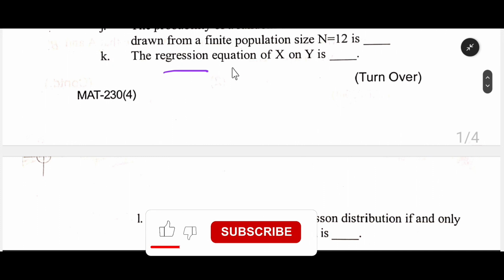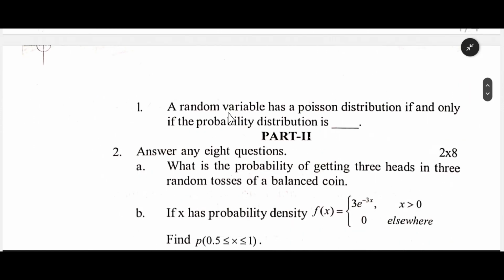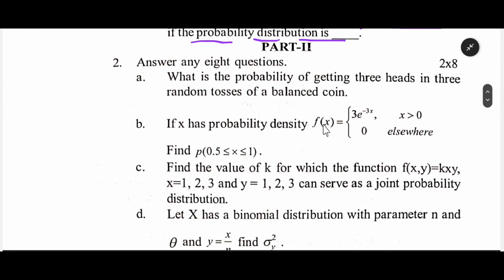The regression equation of x on y is equal to dash. A random variable has a Poisson distribution if and only if the probability distribution is dash.